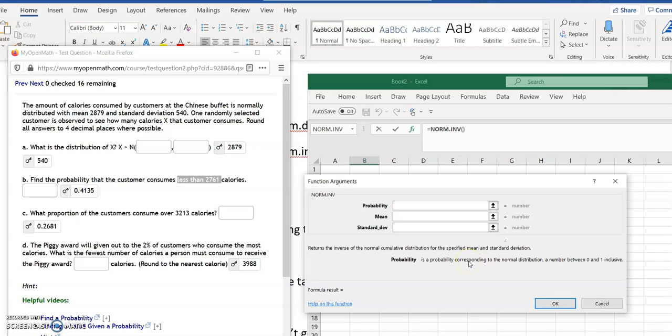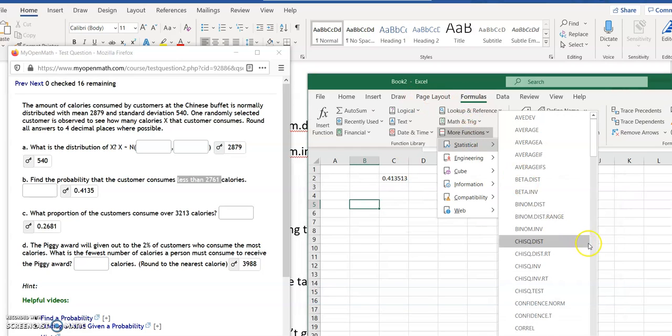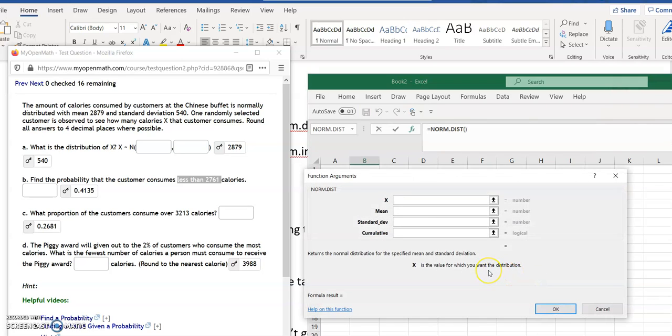I'm sorry, norm.dist, I don't know what I'm thinking. Formulas, more functions, statistical, norm.dist, sorry about that. Just was jumping ahead to the next one. Norm.dist again, so this time it's 3213. Here's your x value, okay? Your mean is still the same, 2879. Standard deviation is 540. Cumulative is 1.